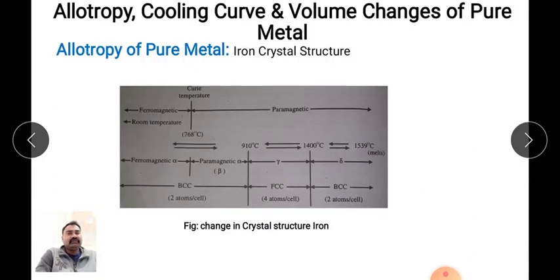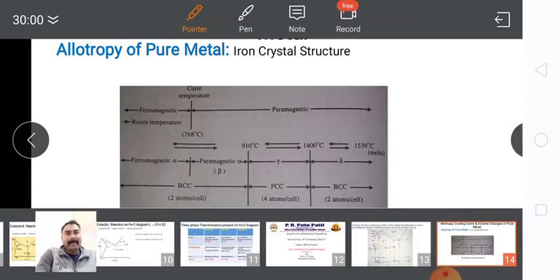Next we will have to study the allotropic cooling curve and volume change of pure metal. In case of that, first we will have to study the allotropy of pure metal. Now whatever the diagram shown over here, we will just enlarge it.